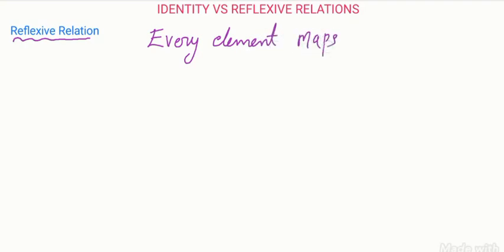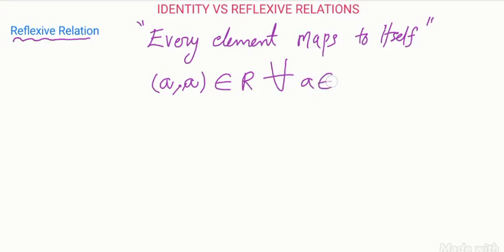Let's move to reflexive. So what is reflexive relation? Here also the same keyword we are using: every element maps to itself. In the previous one I said itself only. Here I did not use only. This you can note. So suppose (a, a) is in R for all values of a belongs to A. Suppose a belongs to A, then (a, a) should be in R.